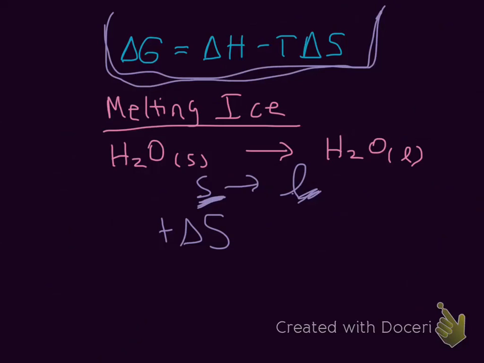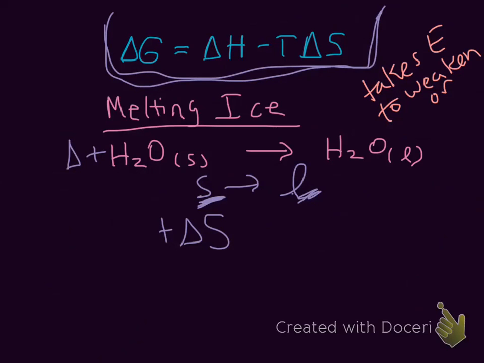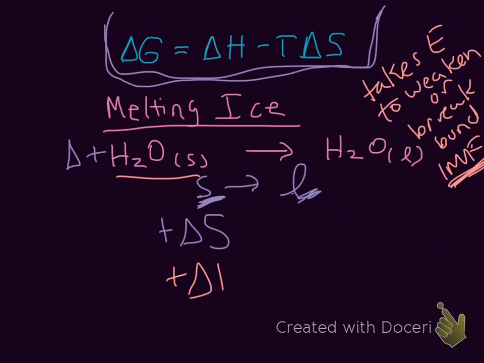And you are having to put heat energy into this. It takes energy to weaken or break bonds. And in this case, the bond that we're weakening is the intermolecular force, which is the hydrogen bonding between the water molecules. We're not actually breaking any of the intramolecular bonds, but you're weakening the intermolecular force. So you have to put heat energy into it to weaken those bonds. So this would give us a positive delta H.